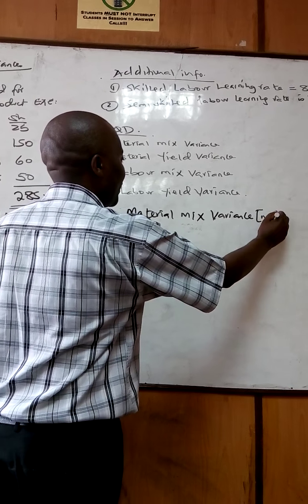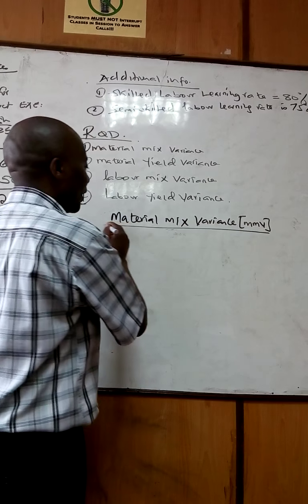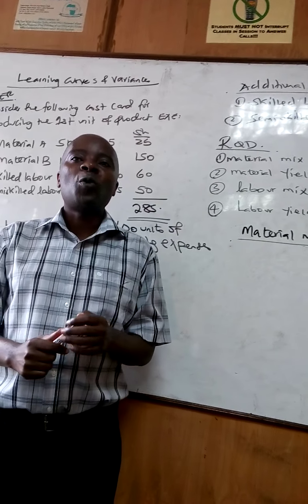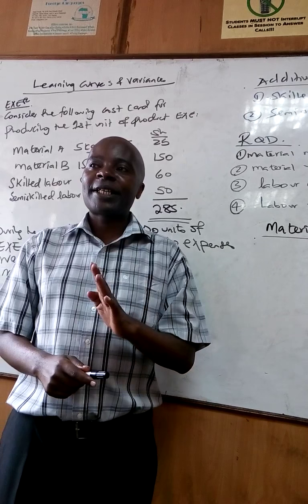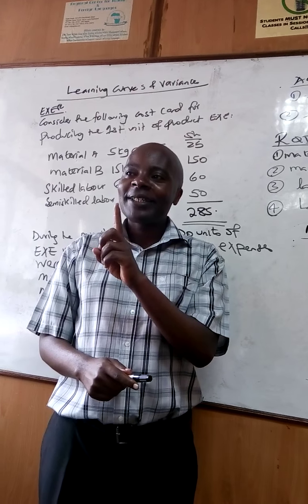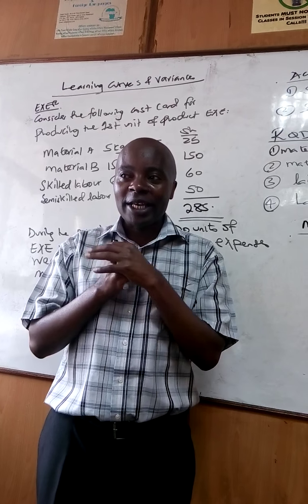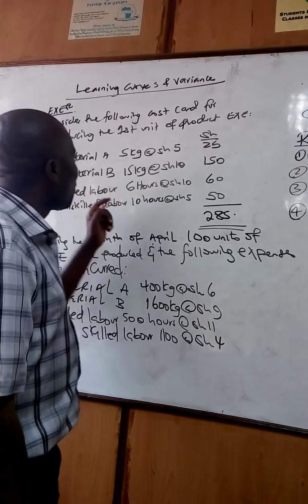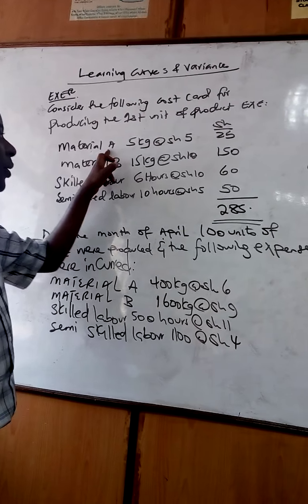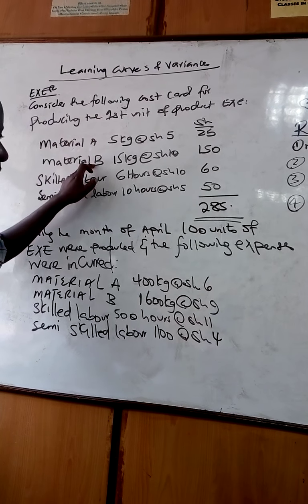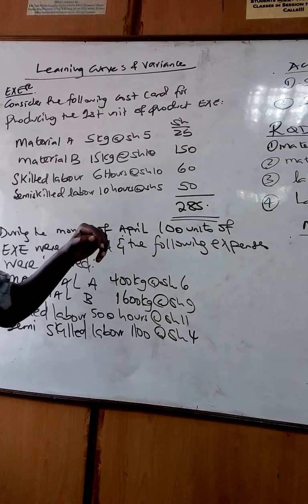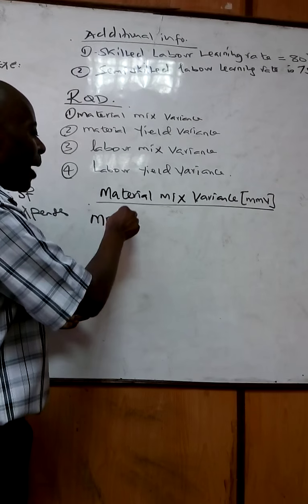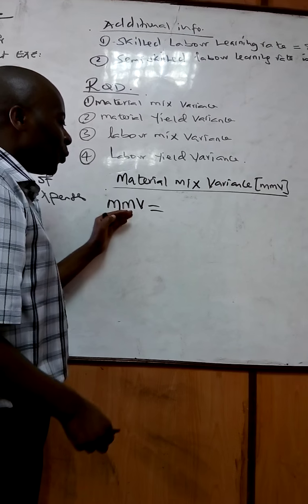Material mix variance. Remember that material mix variance can only be applied whenever we have to mix two or more types of raw materials to come up with a product. Like now, to come up with our product X, we have to mix material A and B. So if that is the case, then we are in a very good position of computing the material mix variance. How do we do this?